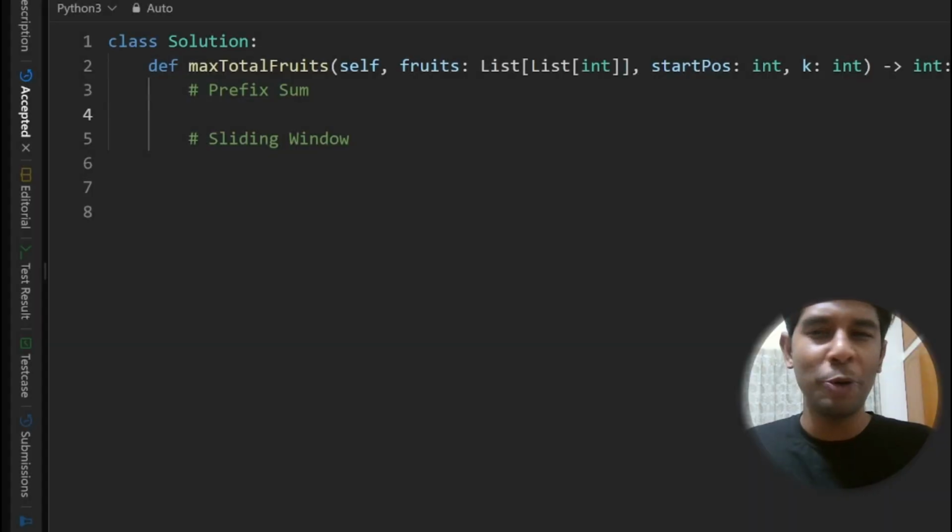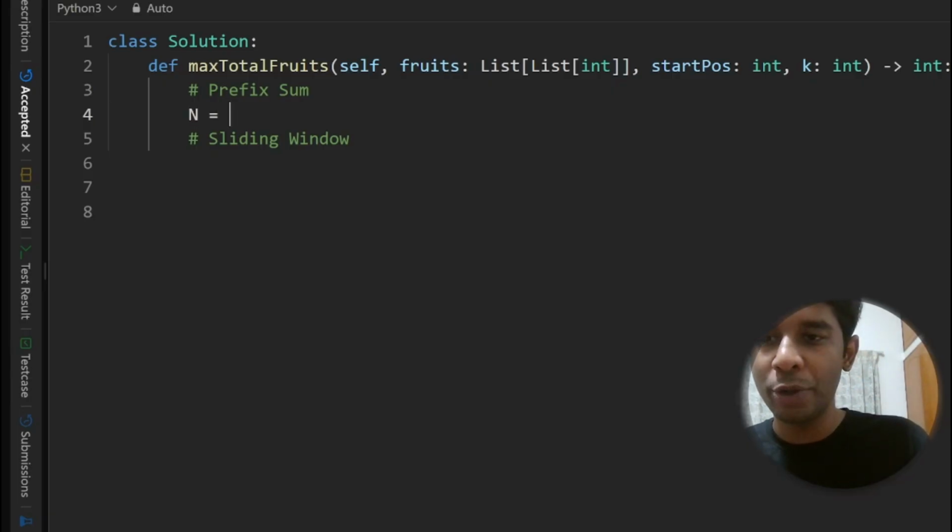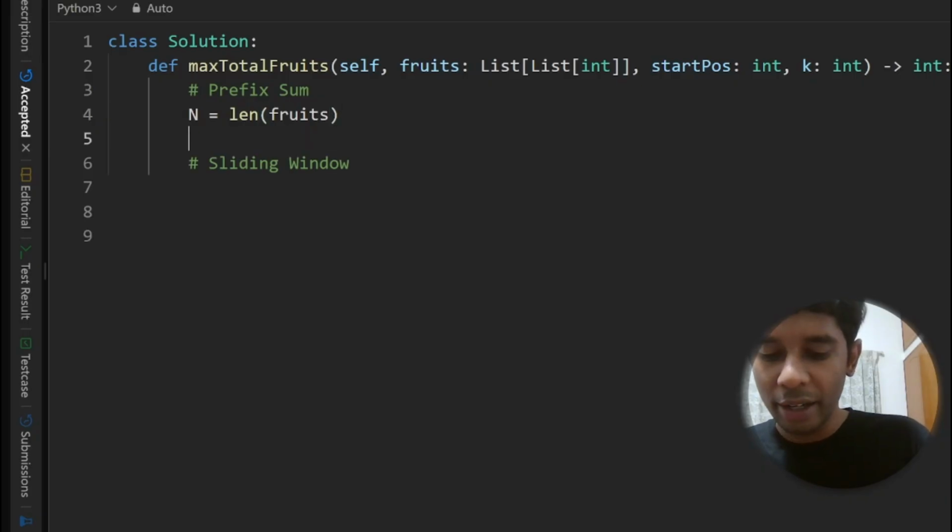So this is going to be the code for my problem. It's going to be really simple. First, what we need is just the prefix sum part. So n is equal to len of fruits, right? And then I have to create the empty prefix sum list.